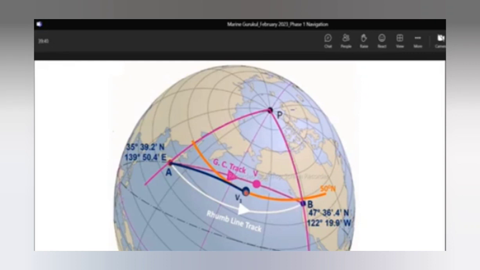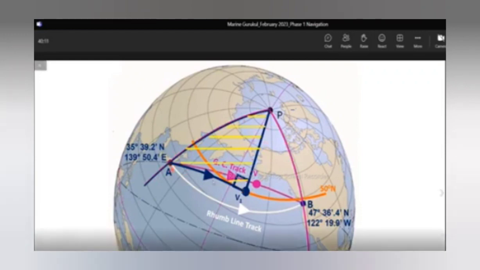V1 represents the vertex of this blue GC track AV1. Now, this is a GC track obviously. This is the meridian of V1, the vertex. We all know that this meridian will make an angle of 90 degrees at V1. So what do we get? We get this shaded right-angled spherical triangle. PV1A is a right-angled spherical triangle.